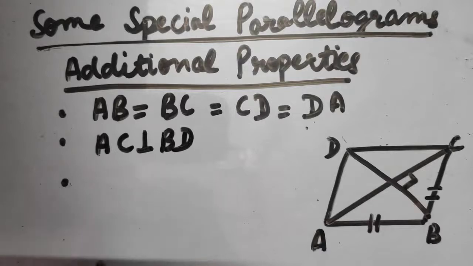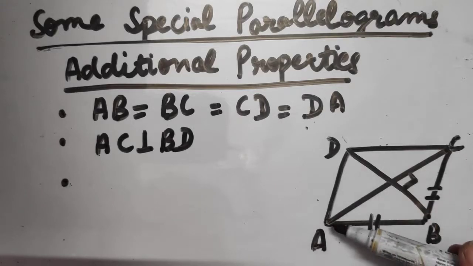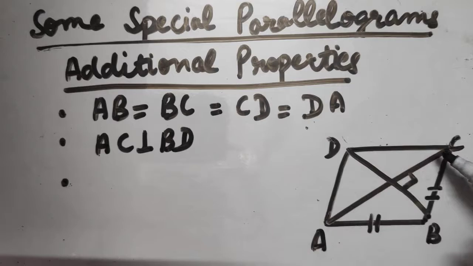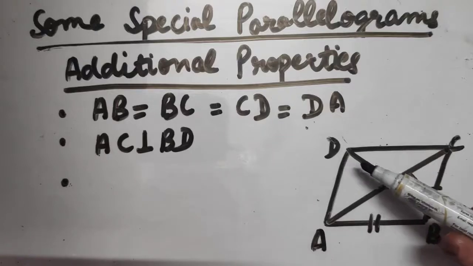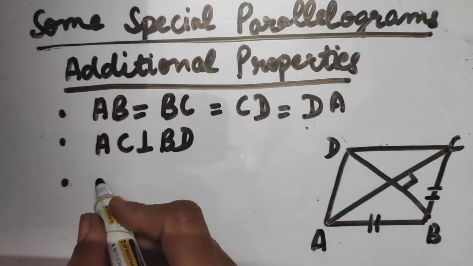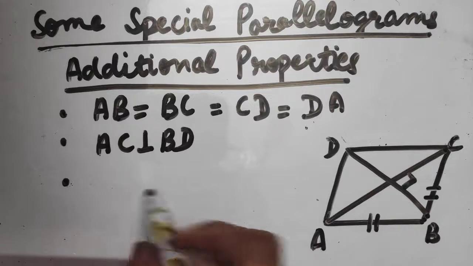And the third property is the diagonals bisect the angles of a rhombus. So in this diagram, diagonal AC bisects angle A as well as angle C, and diagonal BD bisects angle B as well as angle D. So these are the three additional properties.